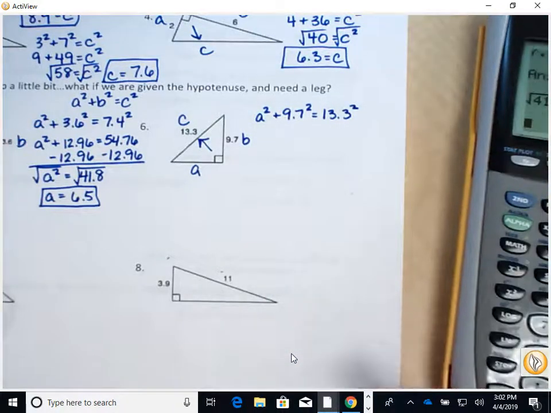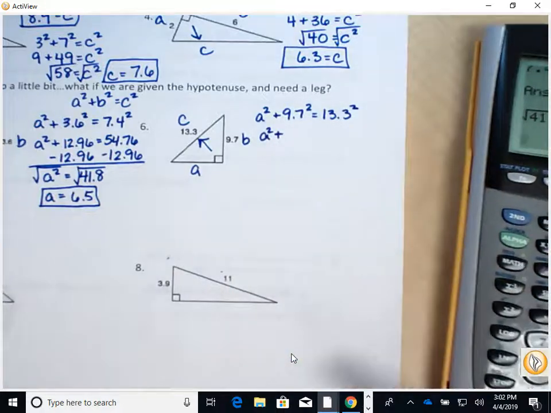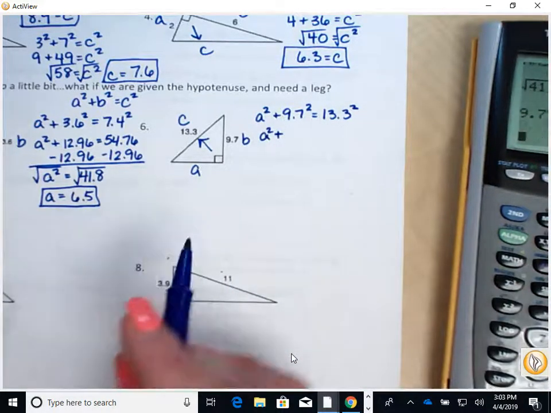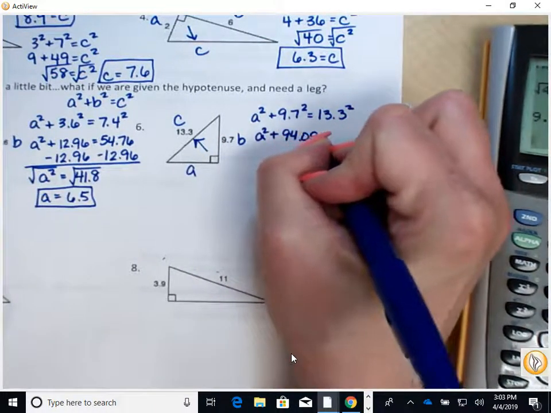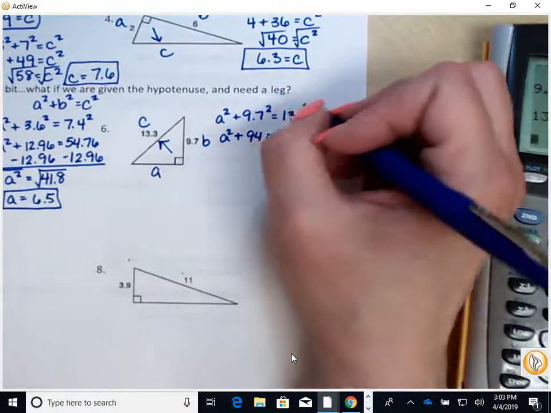So I need to bring down my A squared because we don't know what that is. 9.7 squared gives me 94.09. And 13.3 squared gives me 176.89.